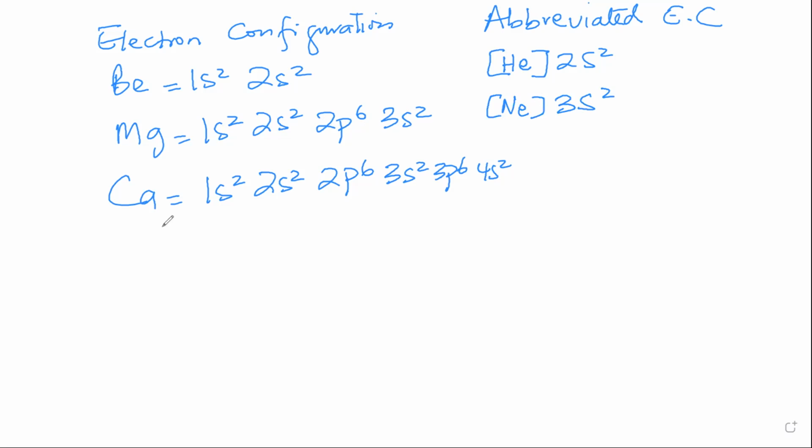Now, calcium, this is the electron configuration for calcium. The noble gas before calcium is argon.